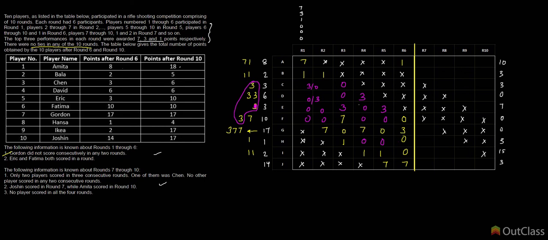Let's look at the clues for rounds 7 to 10. Also, let's see if we can figure out the breakup. This 15 has to be a 7, 7, 1. There is no other way. This 7 has to be a 7 here.